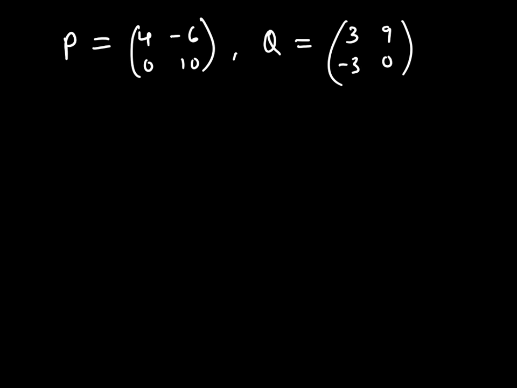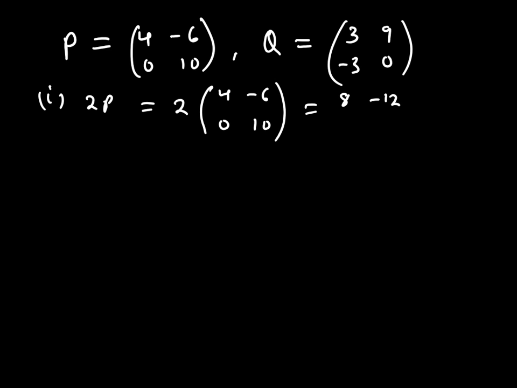Now, the first part of the exercise, they want you to find 2P. Just get 2 and multiply by matrix P, which is 4, minus 6, 0, and 10. This 2 by 4 is 8, minus 12, 0, and then 20. That is 2P. Then the next one is a third of matrix Q.